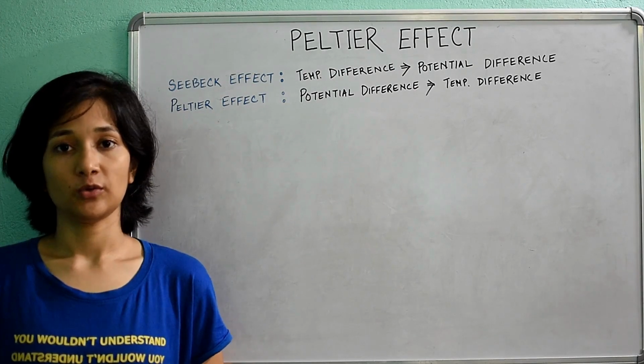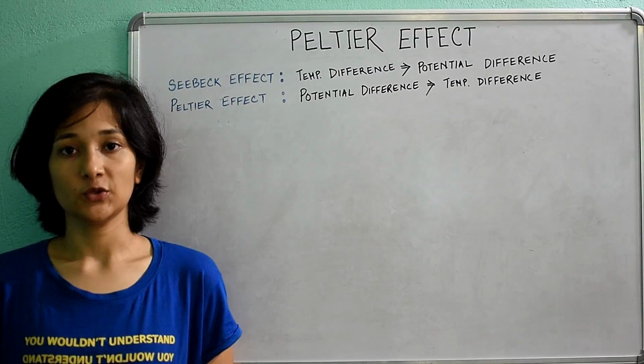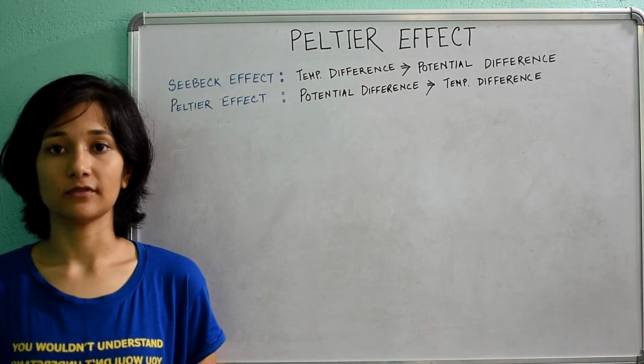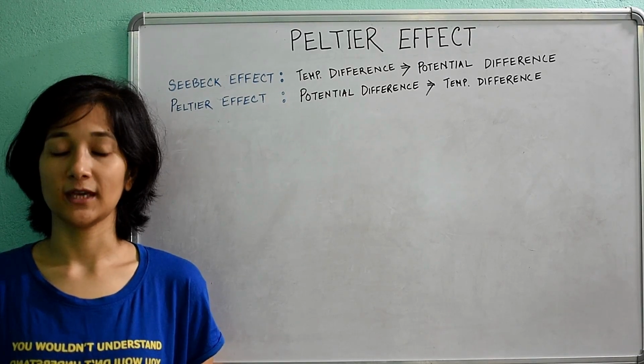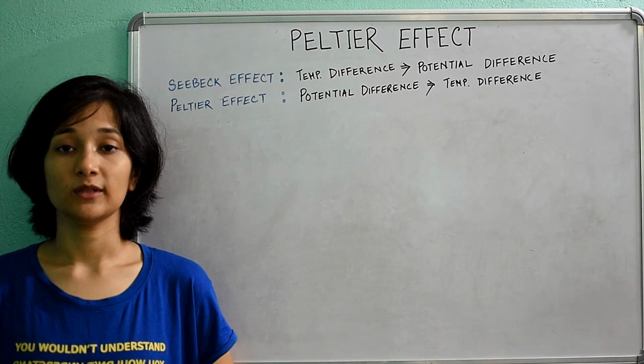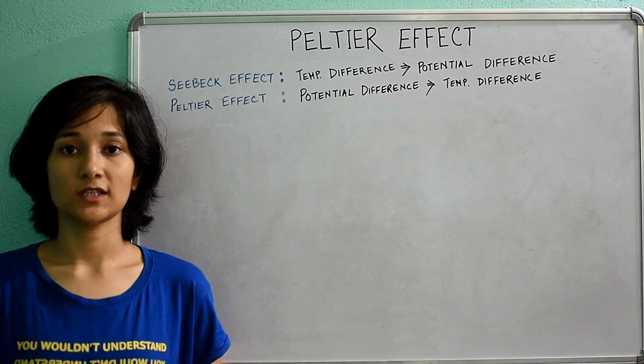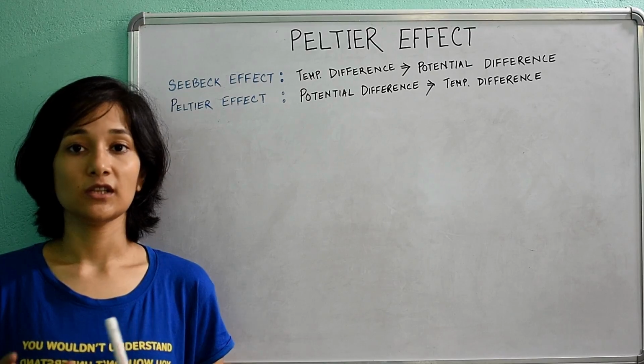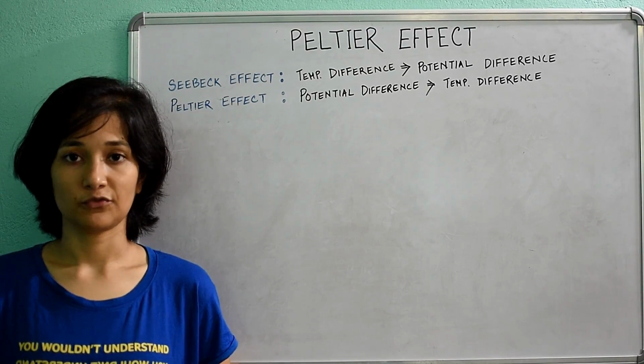In my previous video, I discussed the Seebeck effect, where a difference in temperature created a potential difference or a thermoelectric EMF. And here in this video, I'll be discussing the Peltier effect, which is just the reverse of the Seebeck effect. That is, here a potential difference will create a temperature difference.